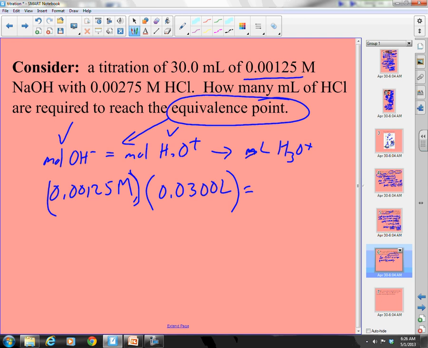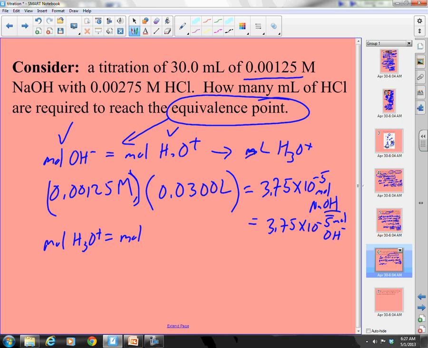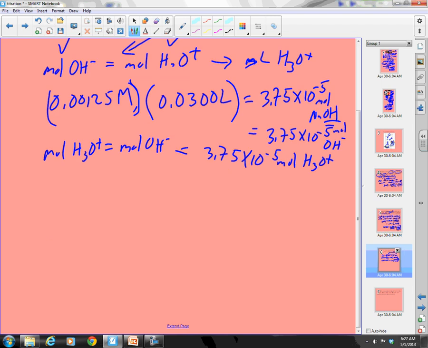0.00125 times 0.03 equals 3.75 times 10 to the minus 5 moles of sodium hydroxide, which, since it's a 1-to-1 ratio, is equal to the moles of hydroxide. So we know that moles of hydronium equal moles of hydroxide at my equivalence point, which is 3.75 times 10 to the minus 5th moles of hydronium. And since it's a 1-to-1 ratio between HCl and hydronium, when I put water in there, that also equals 3.75 times 10 to the minus 5th moles of HCl.